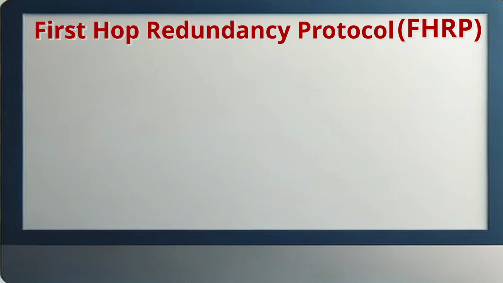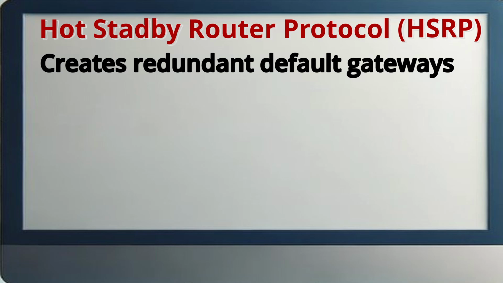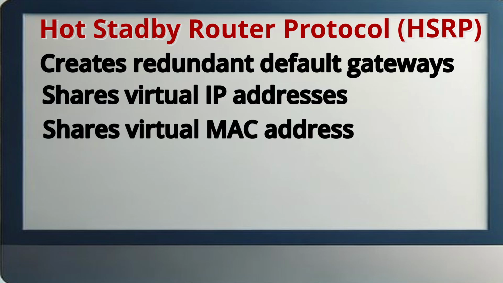For example, First Hop Redundancy Protocol, also known as FHRP, is a family of several protocols, including the Hot Standby Router Protocol, or HSRP. When you enable HSRP, it automates the process of rerouting to a new default gateway. This creates redundancy. You do this by configuring redundant gateway routers on the same subnet to share a virtual IP address and a virtual MAC address. The virtual IP address is the key to how this protocol works.